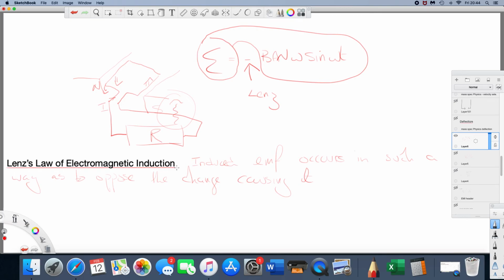So Lenz's law is a clear consequence of the conservation of energy. It has to be. There will always be the induced EMF induced in such a way as to oppose the change causing it. In other words, you have to do work to maintain this generating system. So you have two laws. You have Faraday's law of electromagnetic induction, that the induced EMF is proportional to the rate of change of flux linkage. And you have Lenz's law that says that induced EMF occurs in such a way as to oppose the change causing it.